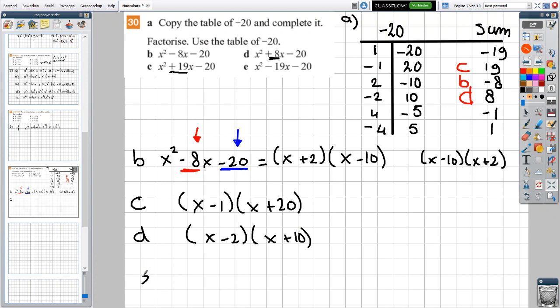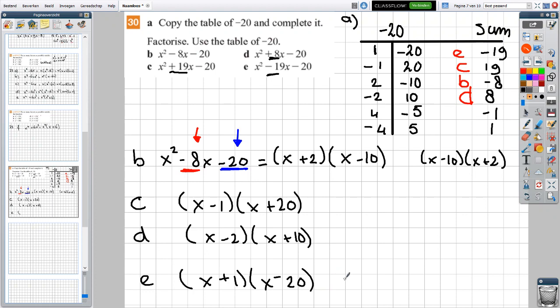And then I'm only left with E. For E, I'm searching for minus 19. Well, that's also here. Right, minus 19 is right here. Oh, let's do it in red as well. Here. So I have to use the combination of 1 and minus 20. Let's do this in black again. x plus 1 and x minus 20.